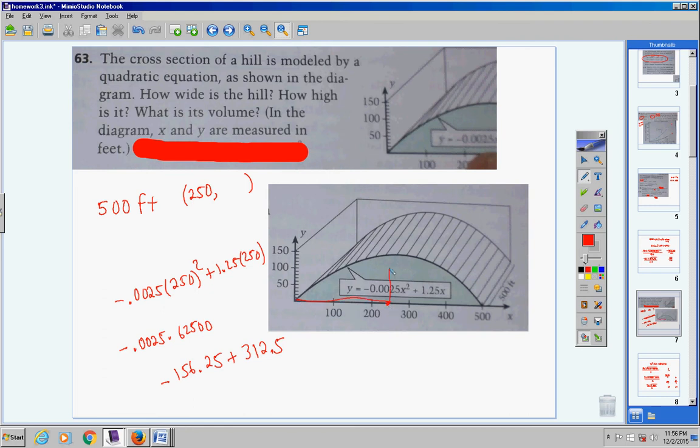250, and we're up how high? 156.25. So your vertex is 250, comma, 156.25. So the first question is, how wide is the hill? 250. How high is it? 156.25. Now, here's where it gets really, let me go ahead and write this in here.